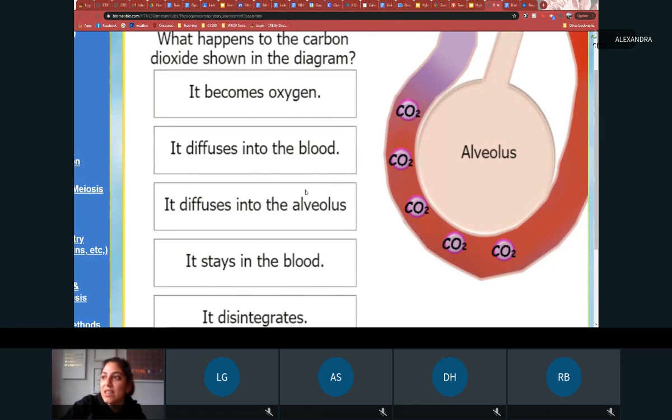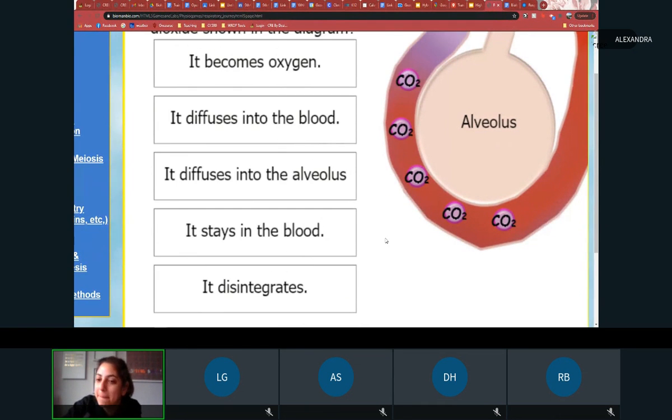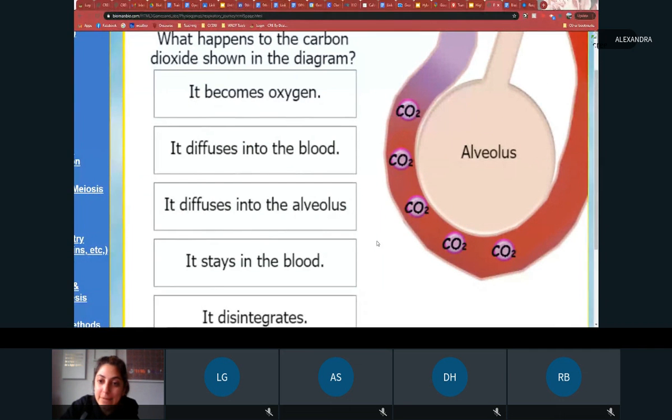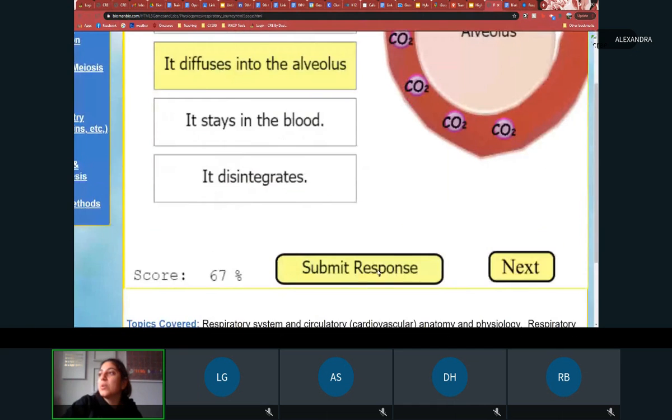Good. Diffuses into the blood is one answer. What's another one? Diffuses into the alveolus. Okay, good. What other guesses or answers? What else? Okay, so let's go with diffuses into the alveolus, right? So we are going to choose this. Let's see, and that is correct.